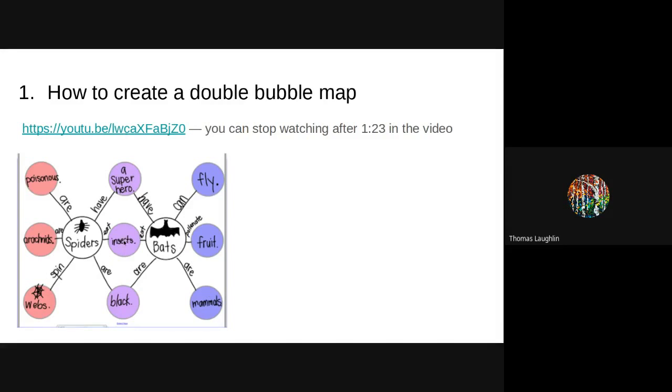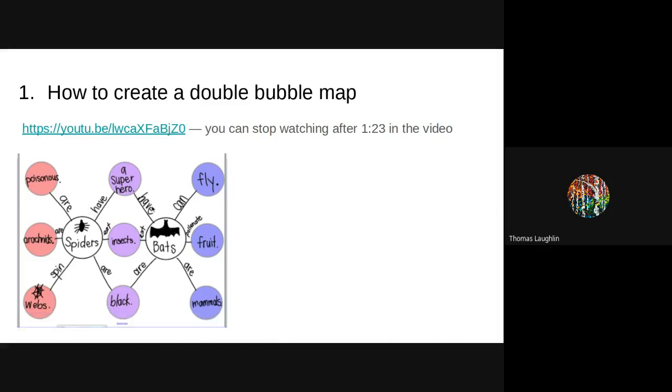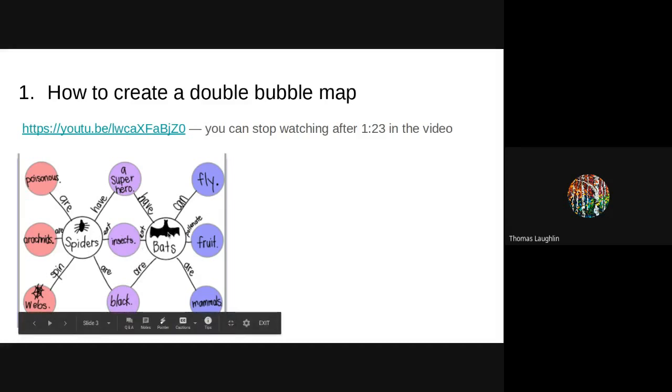In the middle is how they are similar. And notice what I like about this chart is that they use verbs. So bats have a superhero, spiders have a superhero. It's kind of a dumb comparison, but it's true. Spiders eat insects, bats eat insects, spiders are black, bats are black. That's not universally true, but it's close enough.